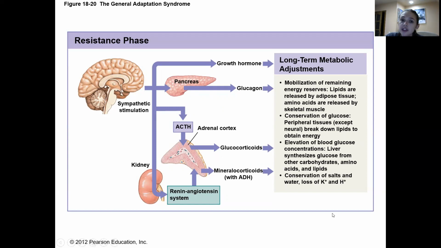Another process activated during the resistance phase is increased production of adrenocorticotropic hormone, which affects the adrenal cortex and the production of glucocorticoids. Glucocorticoids are responsible for an increased level of glucose in the blood by breaking down glycogen in the liver. Then mineralocorticoids and antidiuretic hormone together are responsible for increased blood pressure, conservation of salts and water, and loss of potassium ions.